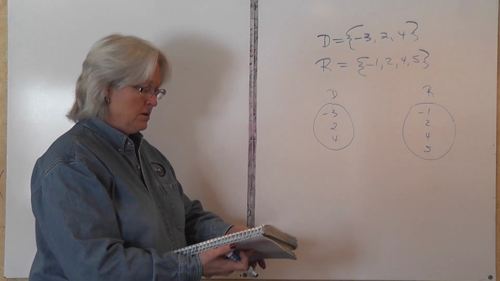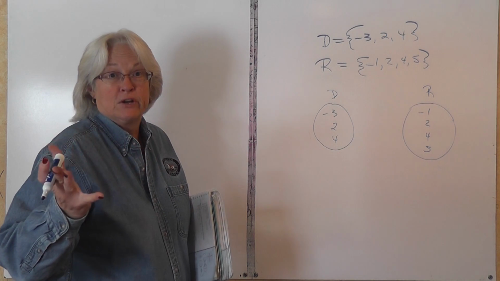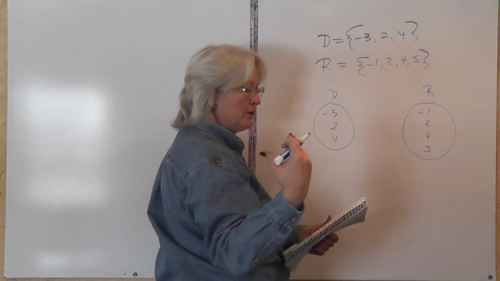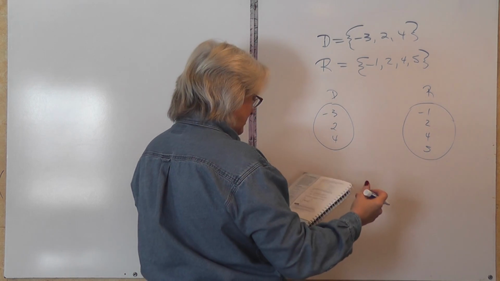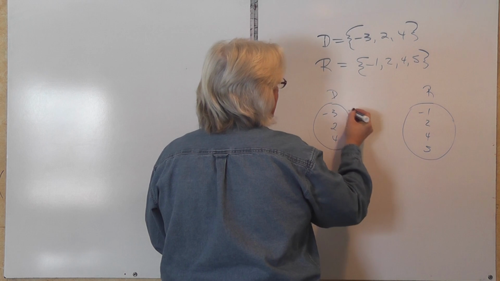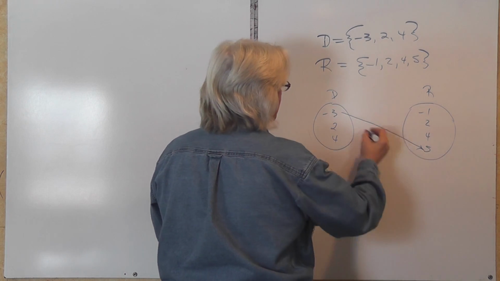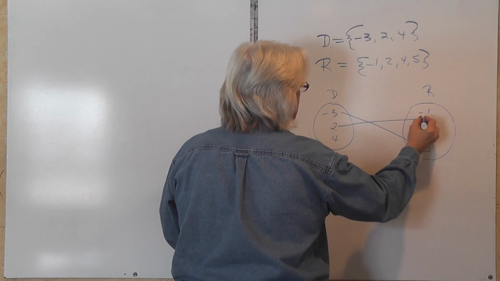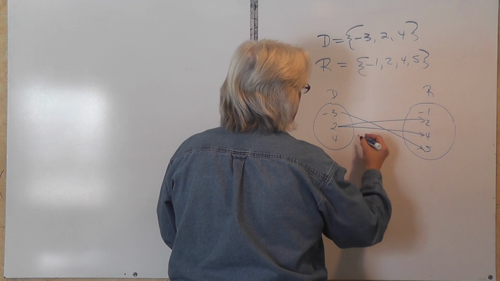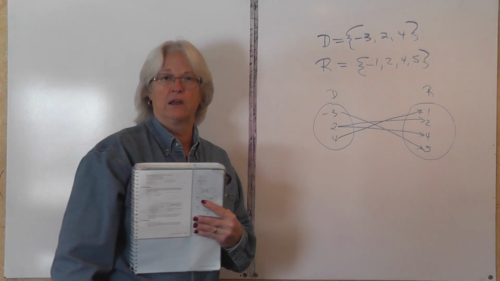So, what are we going to do? We're just going to draw arrows saying which goes to which. -3, according to our original problem, which I erased for you, but you can see this on 224. Our first ordered pair was -3, 5. Our second ordered pair was 2, 2. Our third ordered pair was 2, 4. And our final ordered pair was 4, -1.